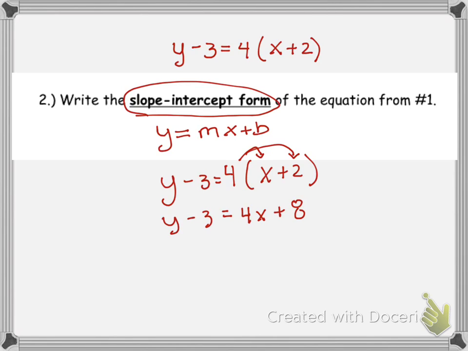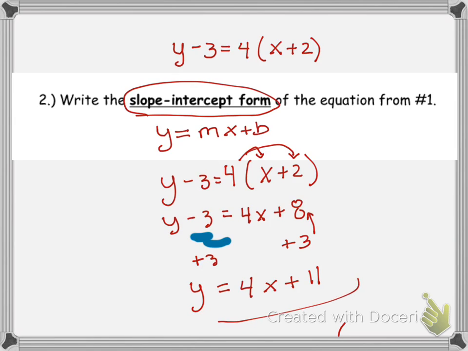And then I want to take that negative 3 and move it over. So to do that, that means I'm going to add 3 to both sides. Now 3 is a constant, so I'm going to add it to my constant of 8. And so I get y is equal to 4x plus 11. And that is the slope-intercept form of the same equation.